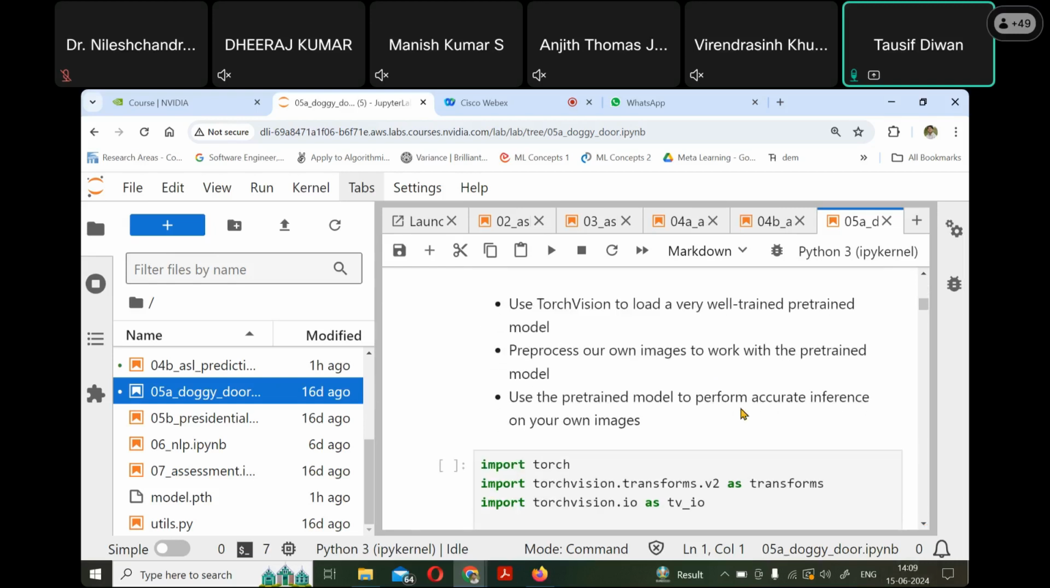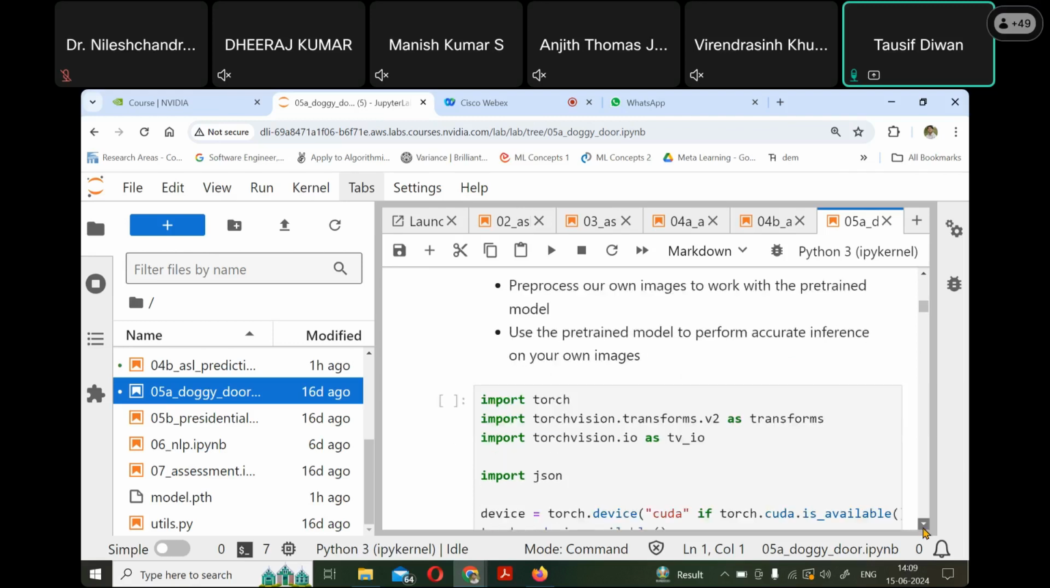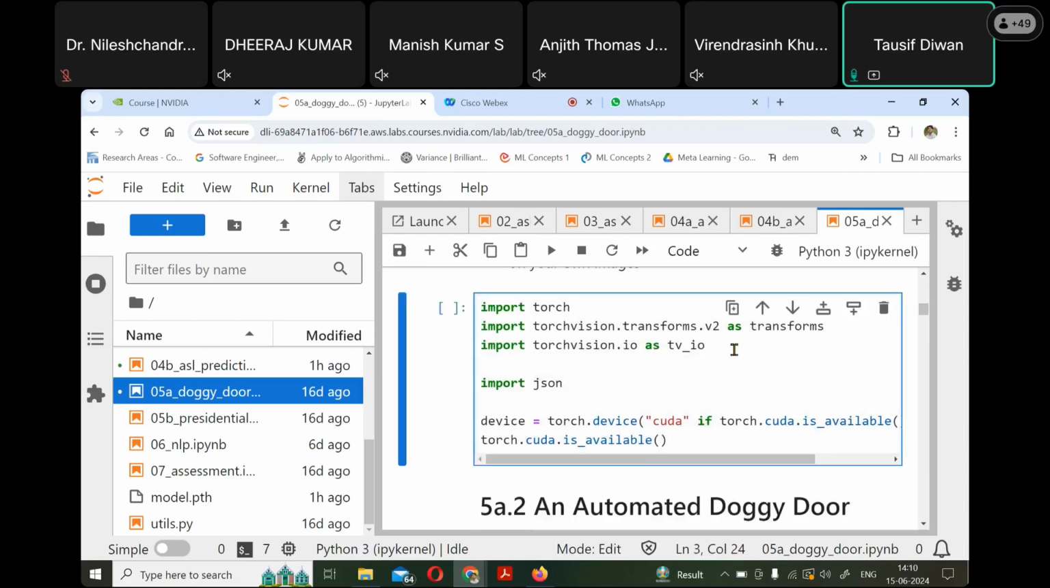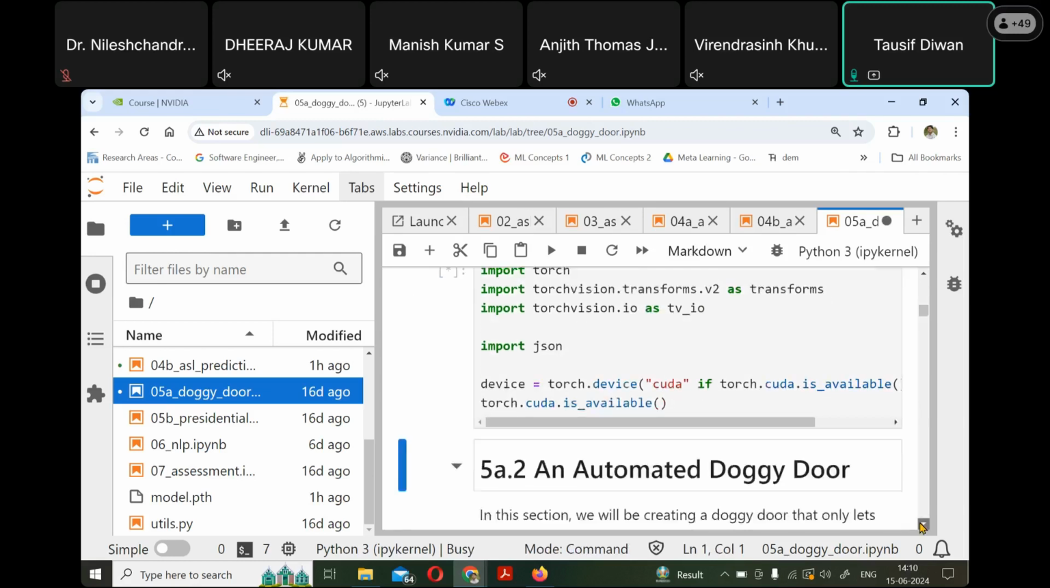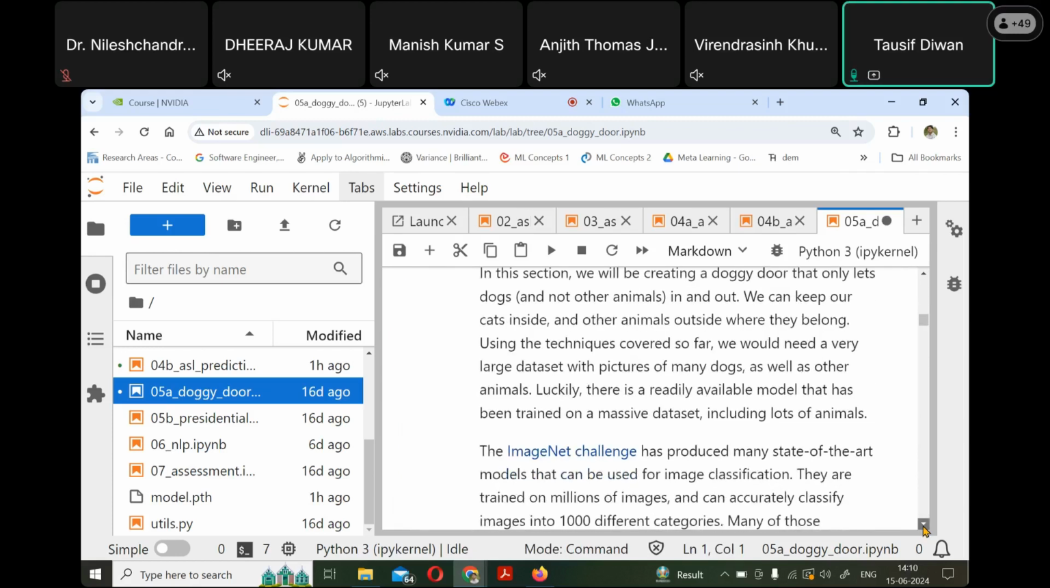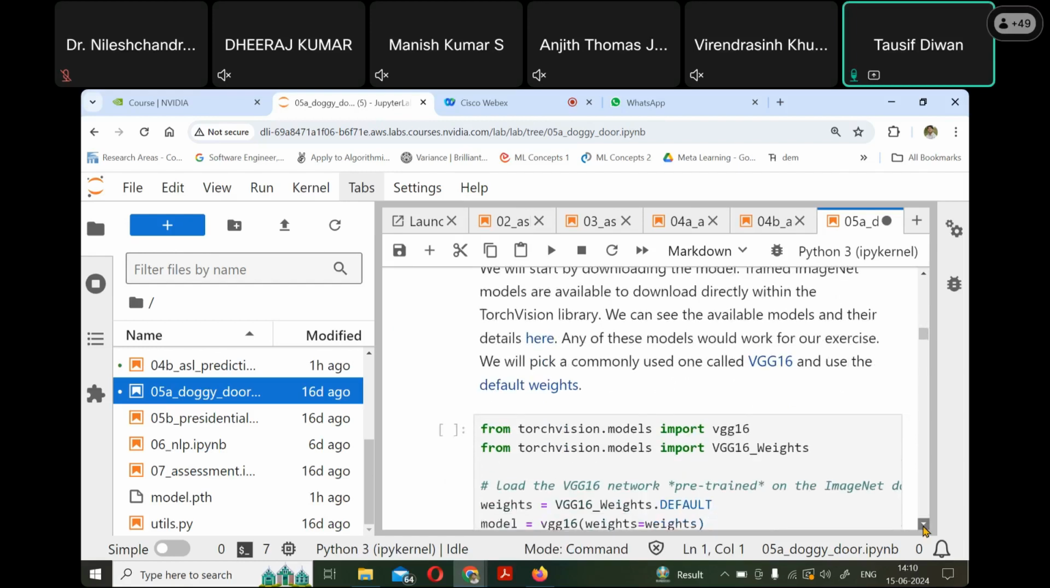These are the objectives. We will use torchvision to load a well trained pre-trained model, then process our new images to work with the pre-trained model, then use this pre-trained model to perform accurate inferences on our own images. Basically, we will just import these libraries. The problem is known as the automated doggy door problem. First of all, we will load the model.